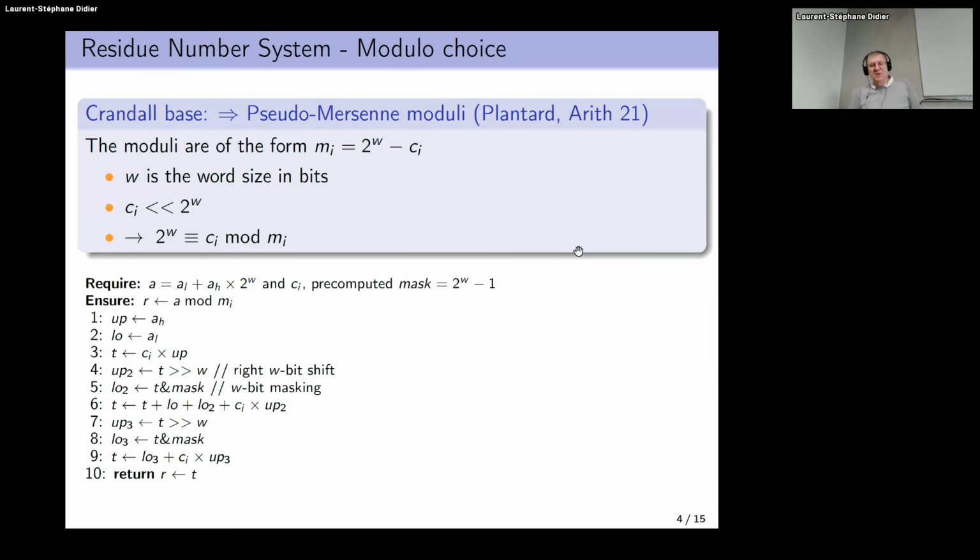One issue is the choice of the moduli in the base. A classical option is to use moduli with special form called the pseudo-Mersenne. The pseudo-Mersenne moduli, each mi is of the form 2 to the power of w minus ci, a small constant. This allows to compute efficiently modular reduction at the word level, avoiding the computation of a costly division. You trade the costly division by a handful of multiplications by small constants, some logical operations, and a few additions. And so it's faster than a division, especially in the case where you don't have a division instruction in your processor.